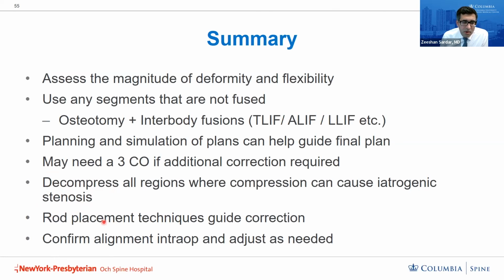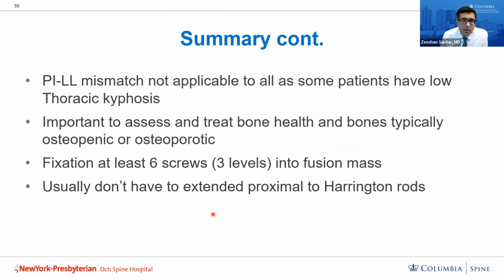And then rod placement technique is important, so you know where to start from and what sequence of compression and distraction we're taking. And for all these patients, it's very easy that they become a bit more malaligned in the coronal plane. So I always get intra-op films to fine-tune that before we leave the operating room. PI-LL mismatch, like I said, in some patients with Harrington rods may not be as applicable because they typically will have very low thoracic kyphosis. And so that rule doesn't 100% apply to them.